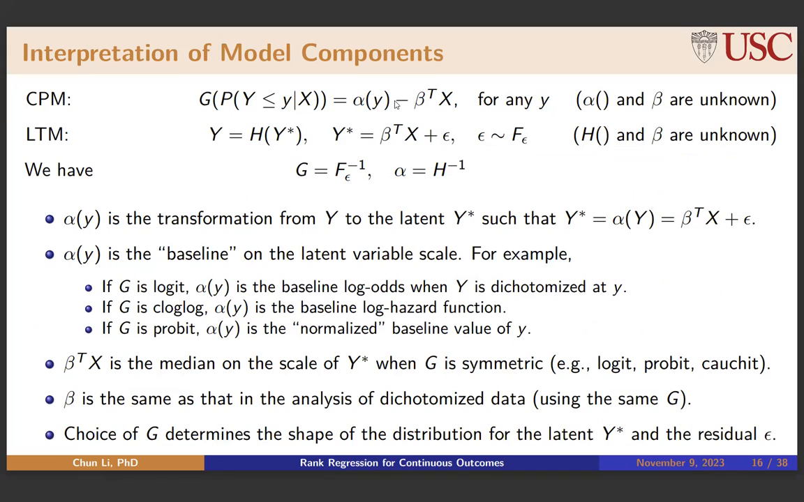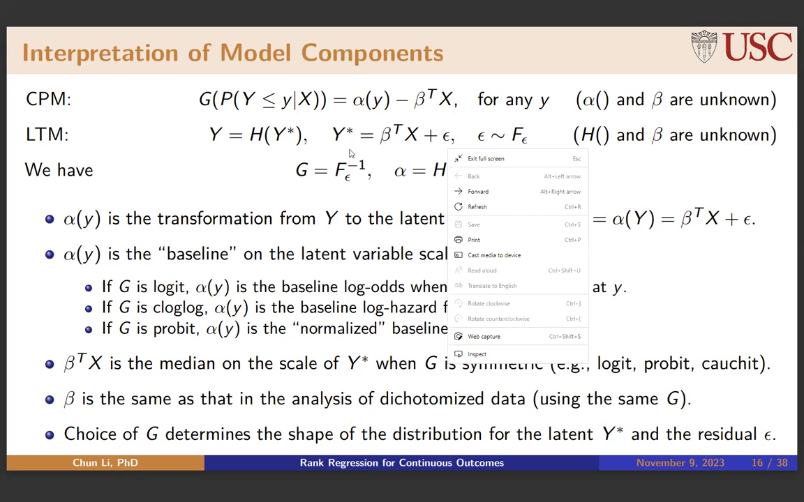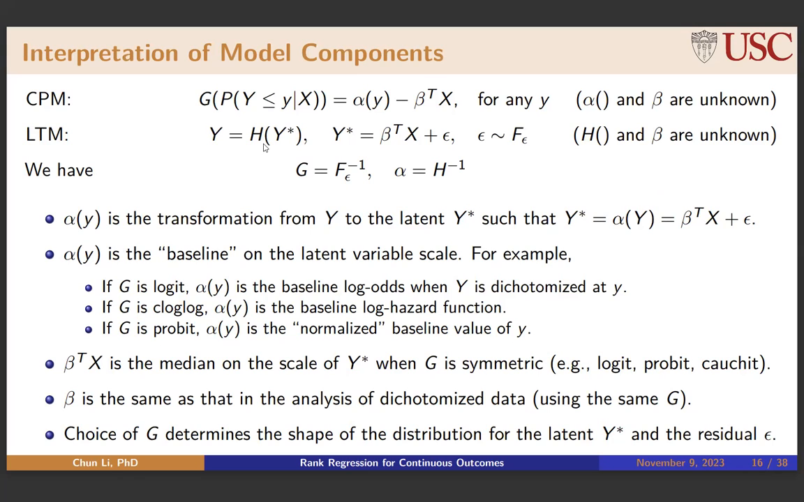It's like traditional ordinal data regression. The other format is called the linear transformation model, with a latent variable and an unknown transformation. In the first model, G is specified and alpha is unknown. The intercept function is unknown, and beta is unknown. In this model, you have to specify the distribution of epsilon, because to compensate for the unknown transformation, you have to provide a little more information here. And beta is unknown and H is unknown.